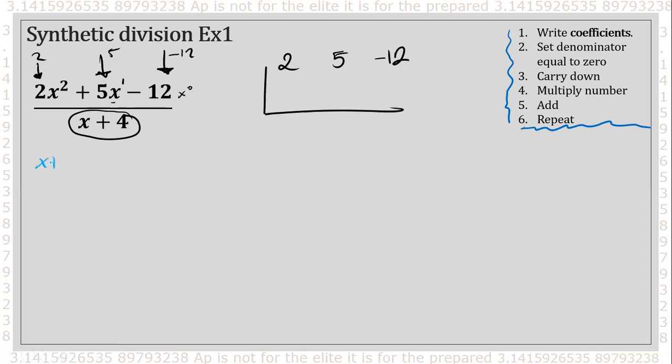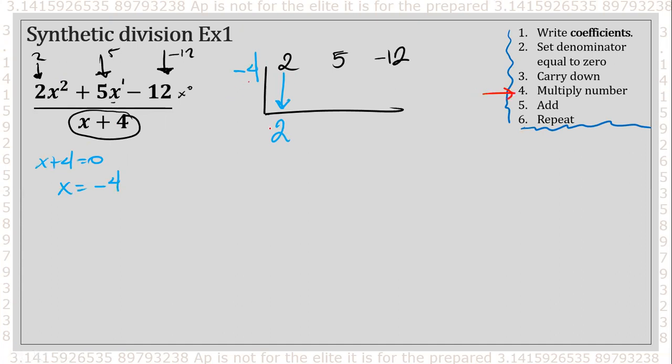We use the denominator, what we are dividing by, and set it equal to 0. So x plus 4 equals 0. x must be -4. -4 goes right here. The first step tells us to bring down the 2. Nothing happens to the 2, and it's golden. It stays there. The next step is you multiply.